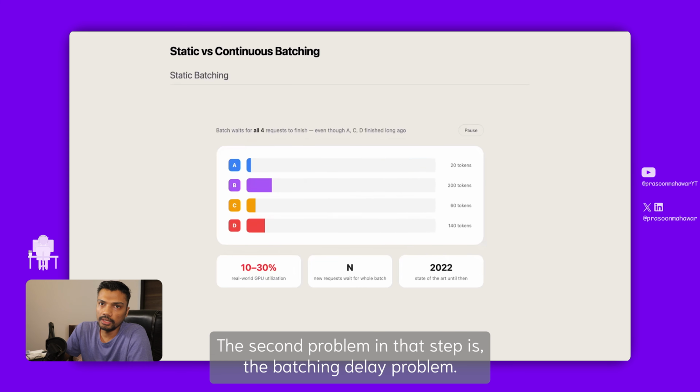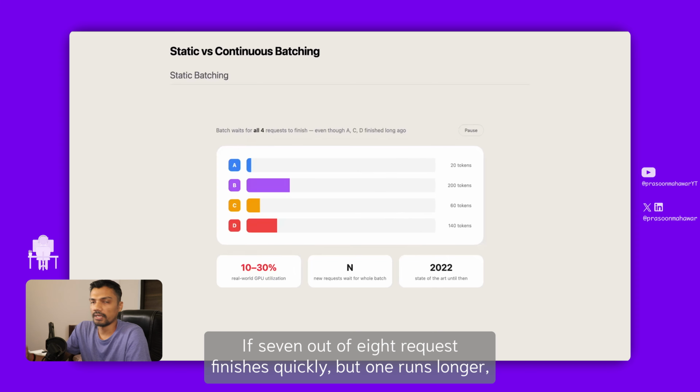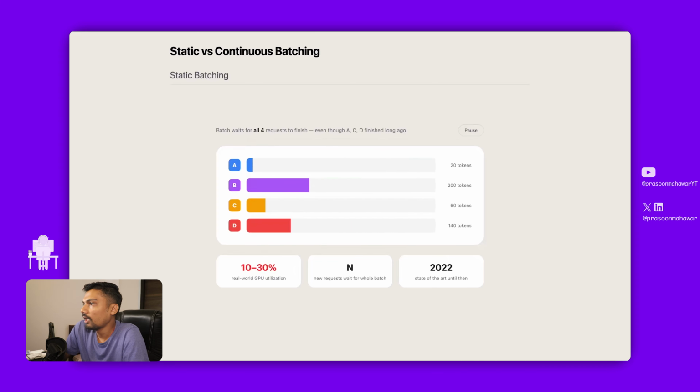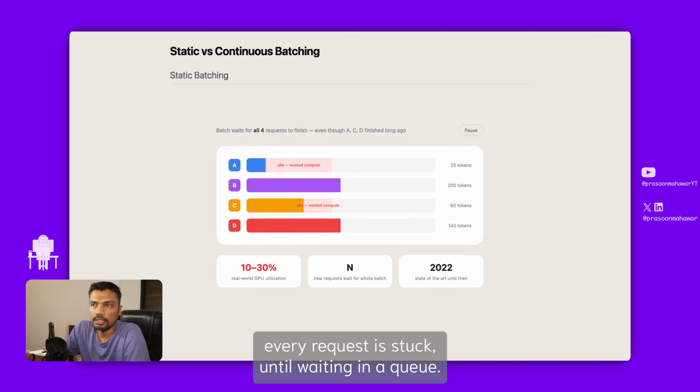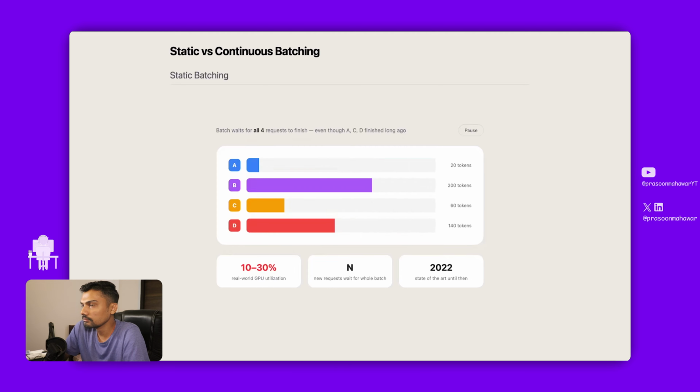The second problem in that step is the batching delay problem. New requests can't join until the entire batch is done. If 7 out of 8 requests finish quickly but one runs longer, every request is stuck waiting in a queue, even though there is idle capacity sitting right there.